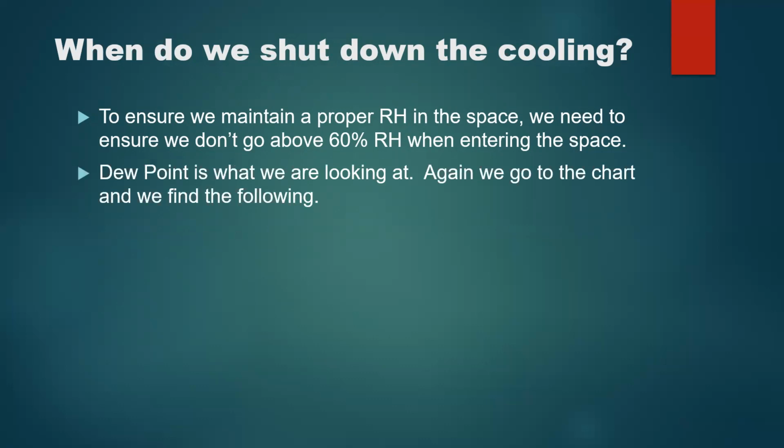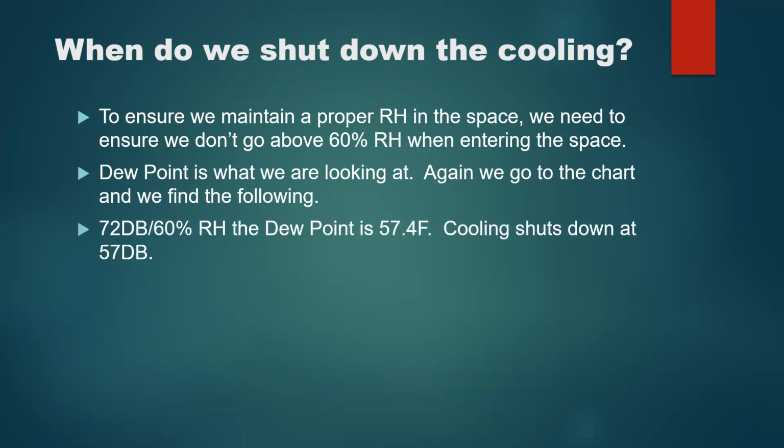So dew point is what we're looking at again. We need to go back to the chart. At 72 degree dry bulb and 60% RH, the dew point is 57.4. So we can shut down the cooling around 57 degrees.